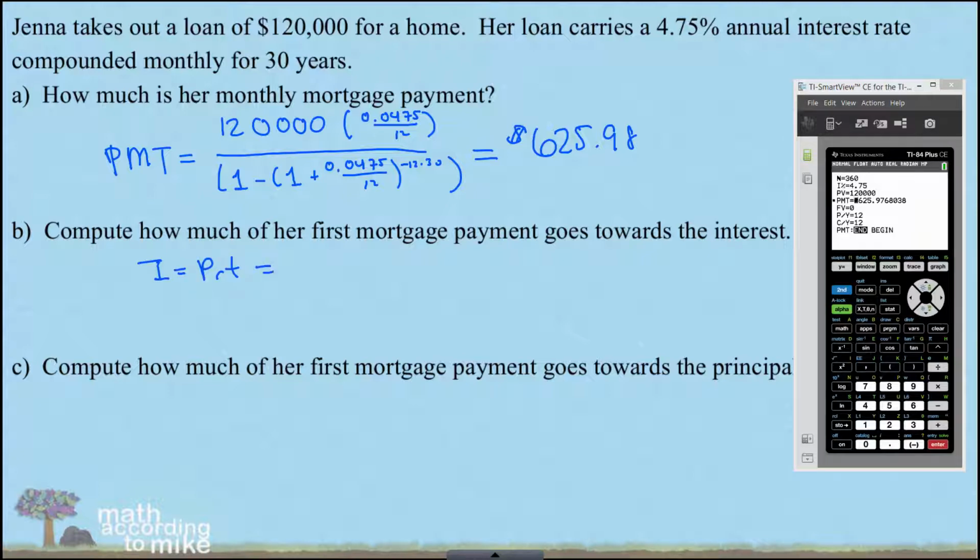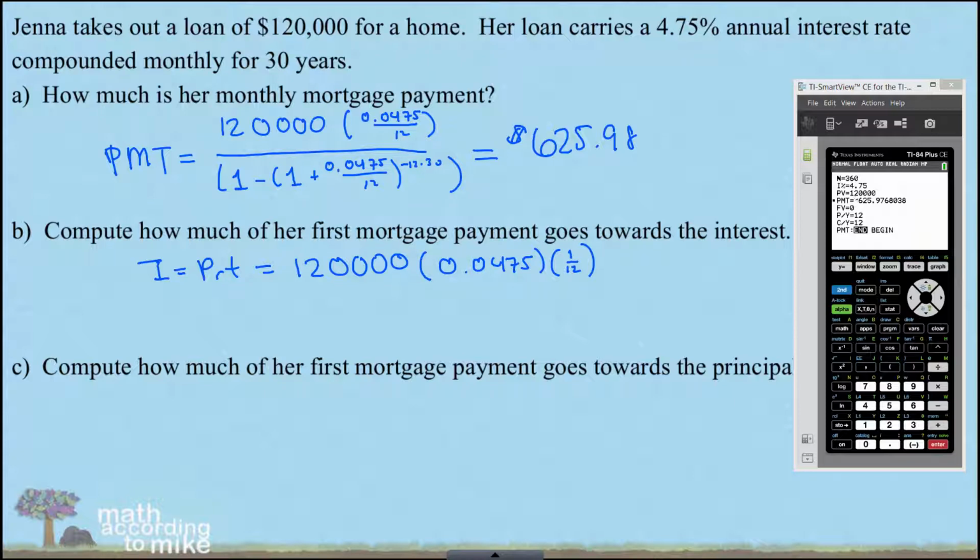P is the loan amount, $120,000. R is the interest rate as a decimal. And T is time in years. Well, 1 month is 1/12 of a year. So we put a generic 1/12 in because we don't know exactly which month we're referring to.